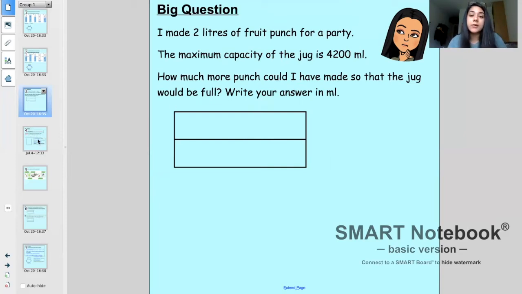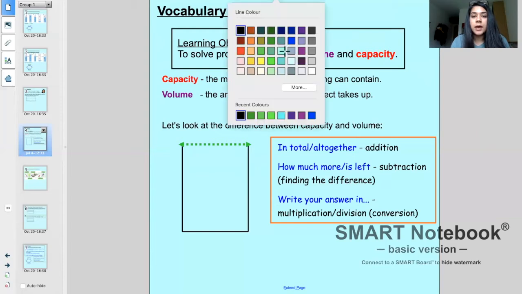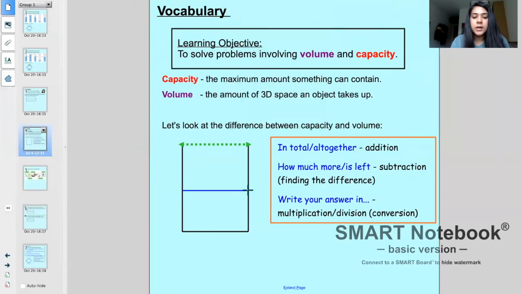But for now, I want to go through some vocabulary that you might see in this question and the other questions we'll be going through. Our learning objective says we've got to solve problems involving volume and capacity. So I want to go through the difference between volume and capacity. Capacity refers to the maximum amount something can contain, and volume is the amount of 3D space an object takes up. So if I get my dotted line, here's my container, the maximum capacity of my container is here. And if I was to put some liquid in my container and it comes up to here, then this would be the volume measured. The volume would be how much liquid or how much 3D space an object takes up, and the capacity is the maximum amount that the container can contain.